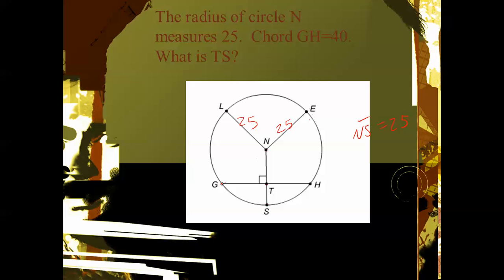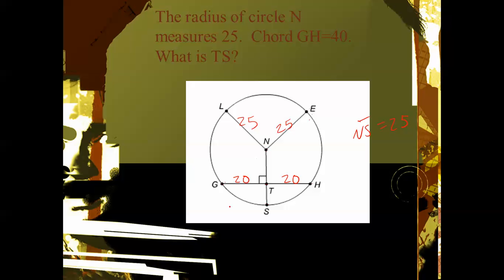Here it says chord GH equals 40. Now what we know about the chord bisecting theorem is that if a chord intersects a radius at 90 degrees, so that's why it's important that it's showing you that it's 90 degrees, then it bisects the chord. That means that GT equals TH. So if we know that GH equals 40, that tells us that TH equals 20 and GT equals 20.